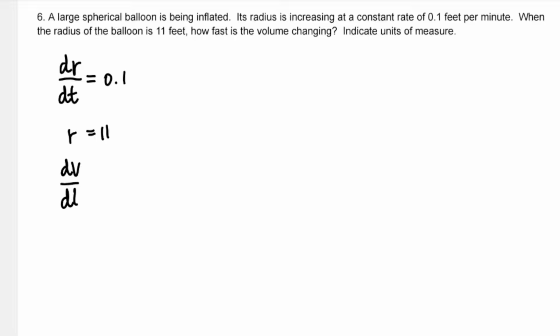Okay, this one will be quite a bit easier. This will only involve one formula because we can write volume in terms of radius and we can relate those rates. So volume is equal to, for a sphere, 4/3 pi r cubed.